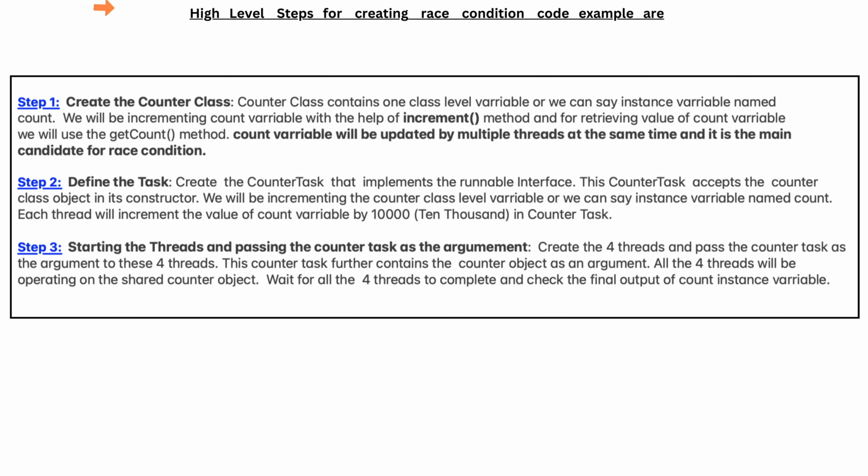High-level steps for creating race condition code example are: Step 1. Create the counter class. Counter class contains one class level variable, or we can say instance variable named count. We will be incrementing count variable with the help of increment method. And for retrieving value of count variable, we will use getCount method. Count variable will be updated by multiple threads at the same time, and it is the main candidate for the race condition.